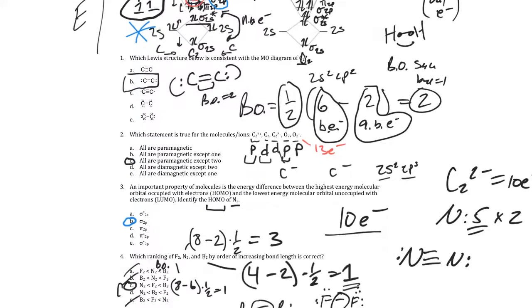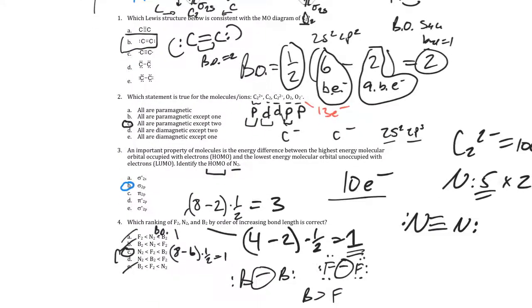So that's how we can use molecular orbital diagrams to answer a series of questions about things like the MO diagrams and Lewis structures and bond orders, bond lengths, and magnetic properties and orbital designations.